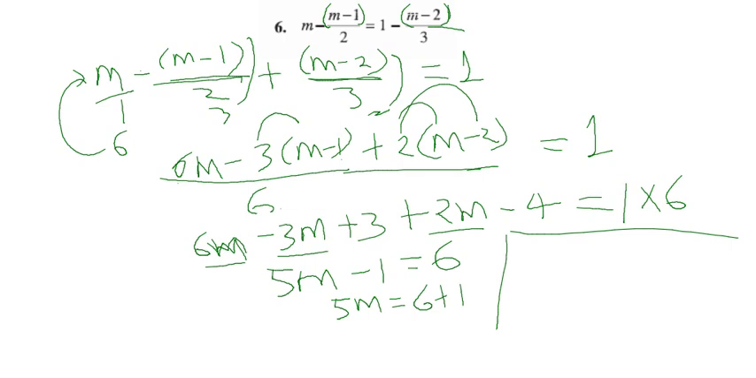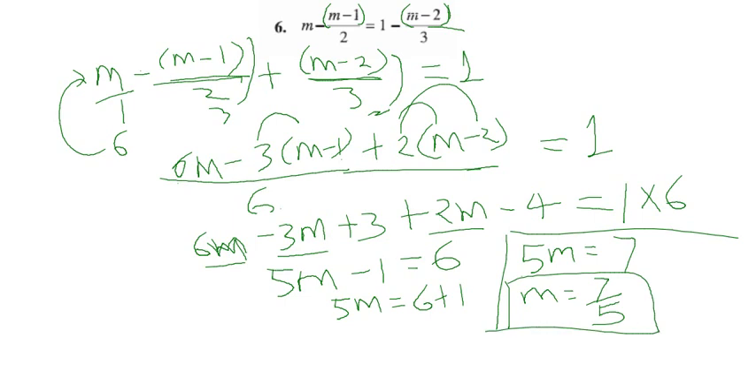So now 5m becomes 7. And again 5 we have to take to the other side. So m becomes 7 divided by 5. So this is the answer.